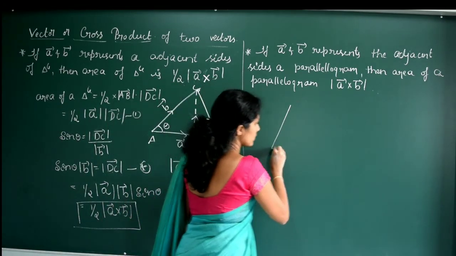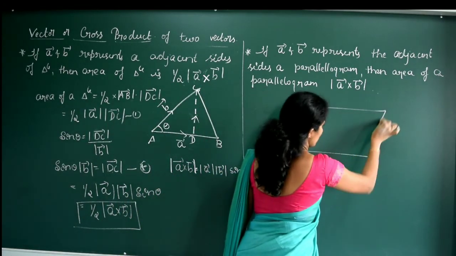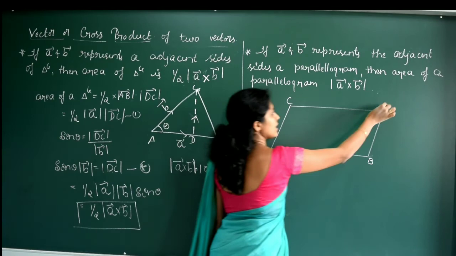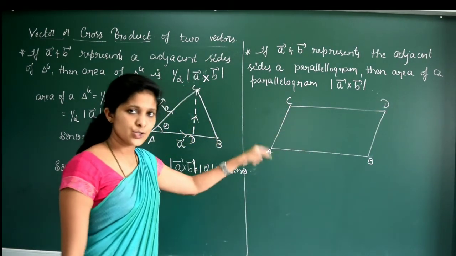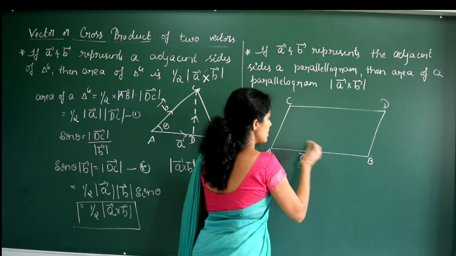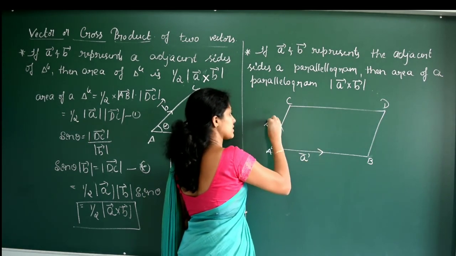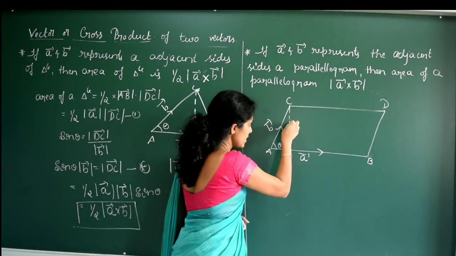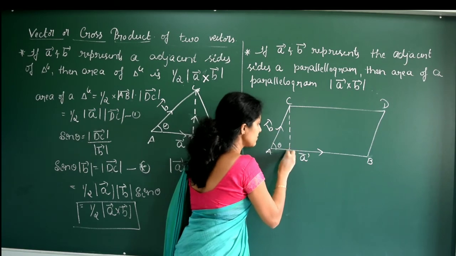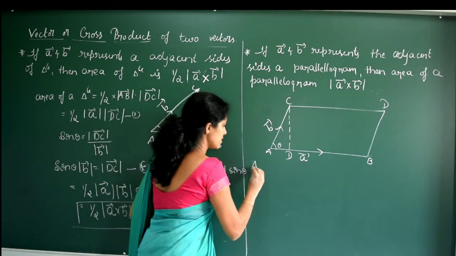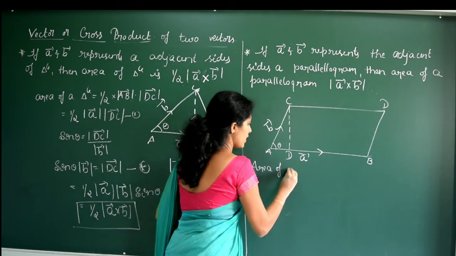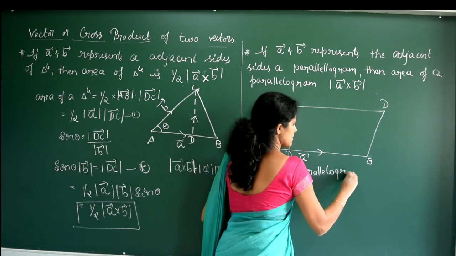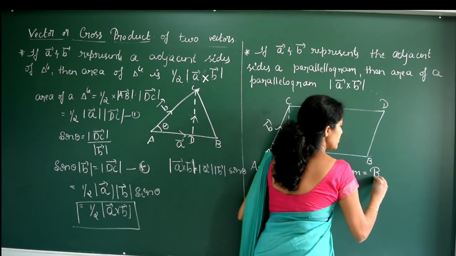Let us consider a parallelogram. Okay. So this is A, B, C, D. As I told you, two vectors should be adjacent. We'll consider this as A vector, okay, and now this as B vector. The angle between them is theta. Here also let us draw one perpendicular from C to D. Right? Now the area of a parallelogram is equal to base into height.